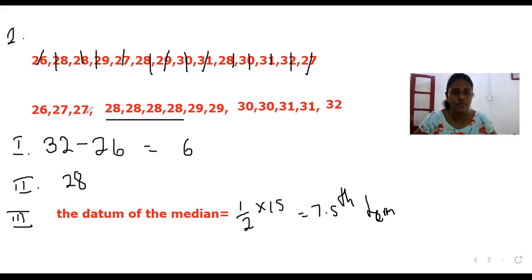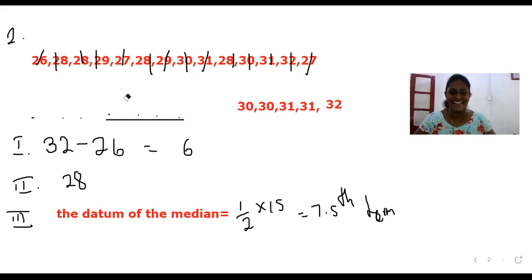Then the 7.5th term. 1, 2, 3, 4, 5, 6, 7. Oh God, I have missed them. Right, it's okay. At last, wait, I'll quickly write.